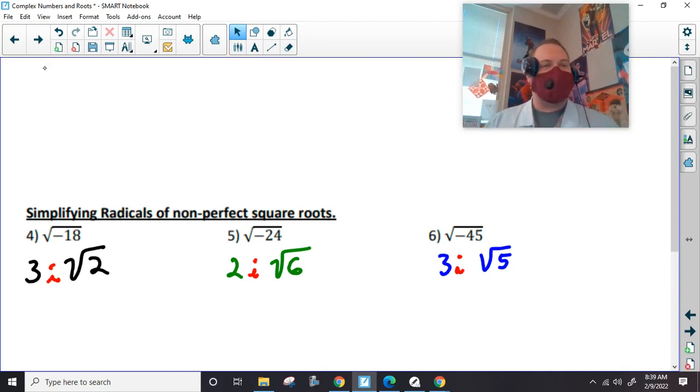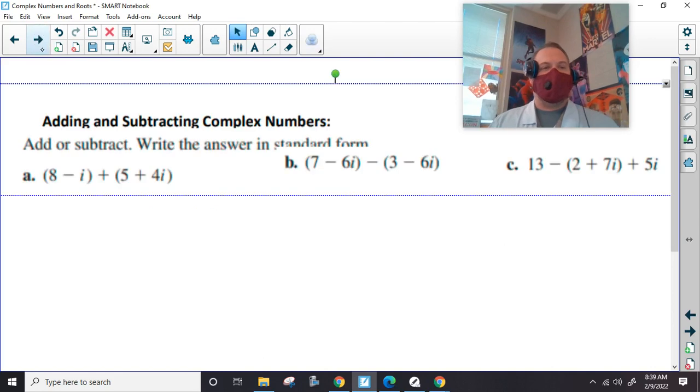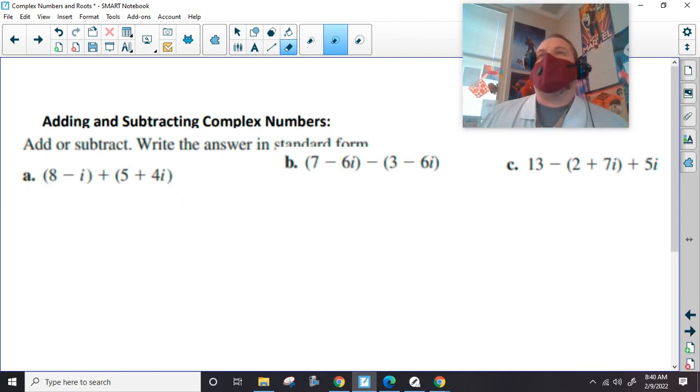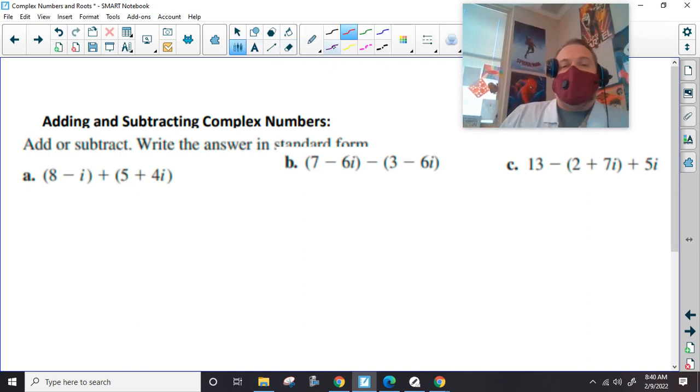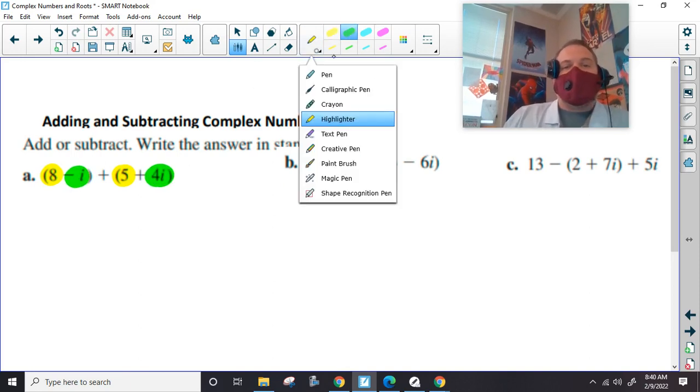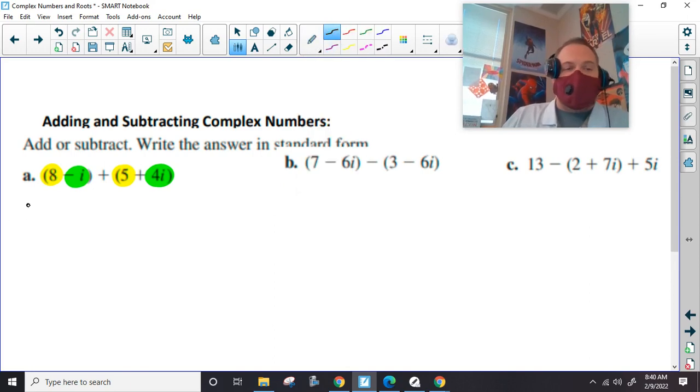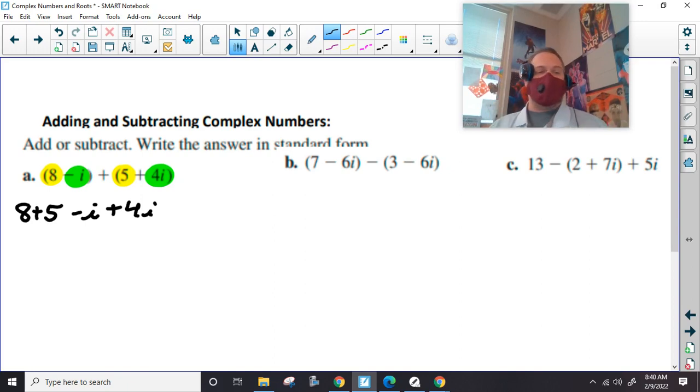All right. Let's look at this. Let's go to the next one. All right. Adding, subtracting. Now, when we're dealing with stuff like this, we actually treat the i like a variable. Okay. So we're actually going to combine like terms. I'm going to highlight those. Now, some people have to rewrite it, which is absolutely fine. Some people won't have to.